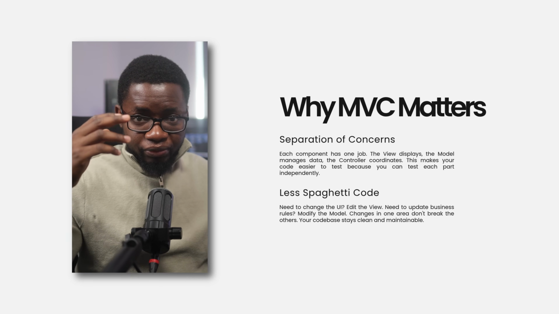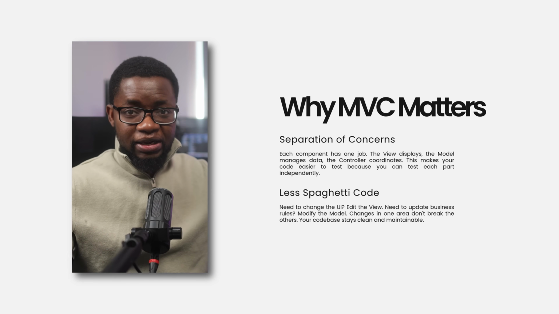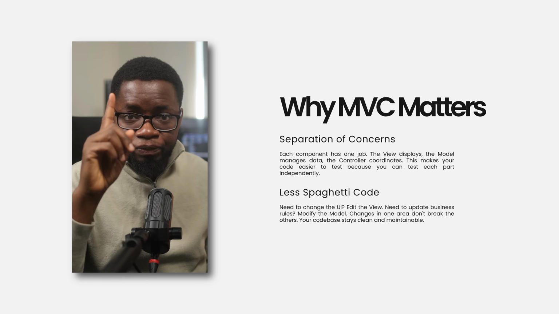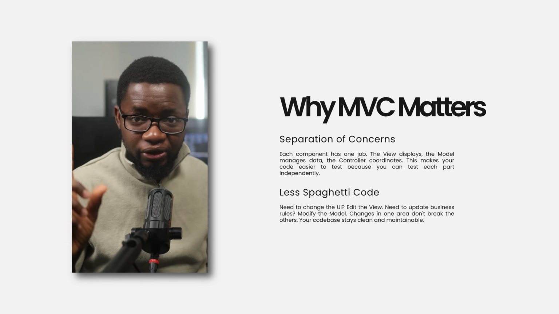MVC essentially gives you what we call separation of concerns. Each time you send a request, it goes to the parts, and each part has its own job. It has just one job, one thing to get right, one thing to test, one thing to change without breaking anything else.